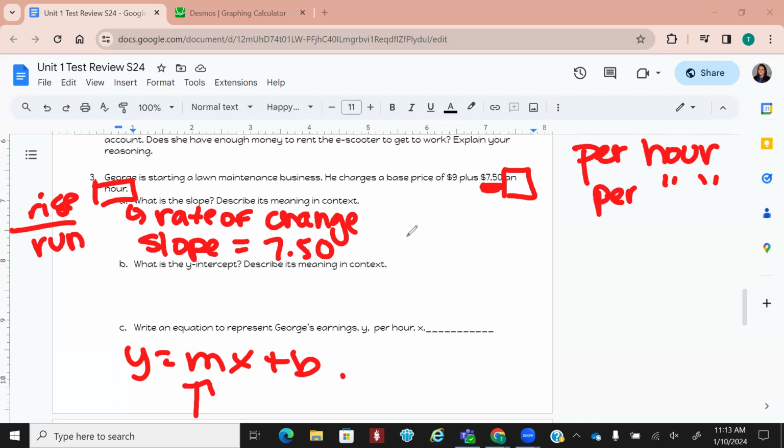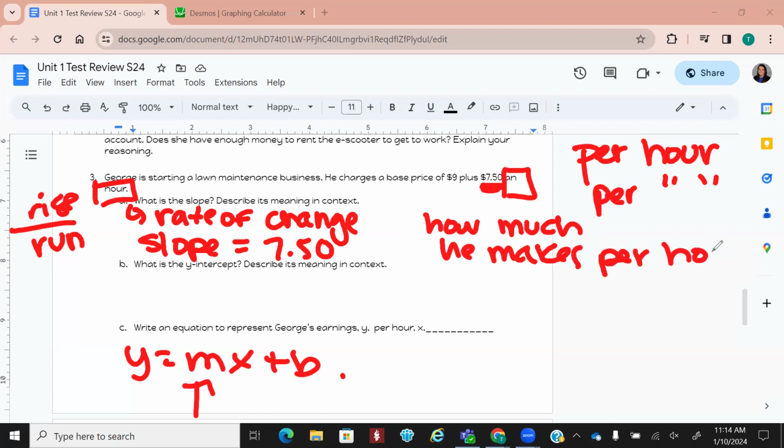Now, what does that mean? If he works an hour, how much money is he going to make? He's going to make $7.50 that hour plus the $9, right? If he works 2 hours, that's going to be 2 times $7.50 plus the $9. Is everybody with me? Okay, so $7.50 represents how much he makes per hour.